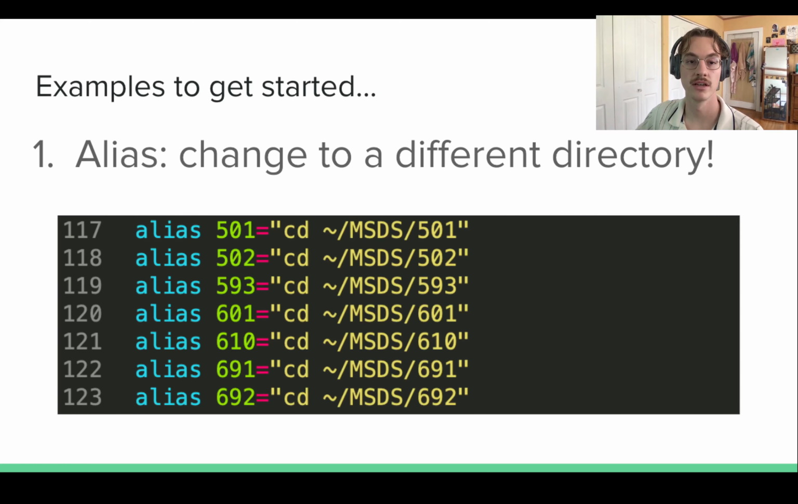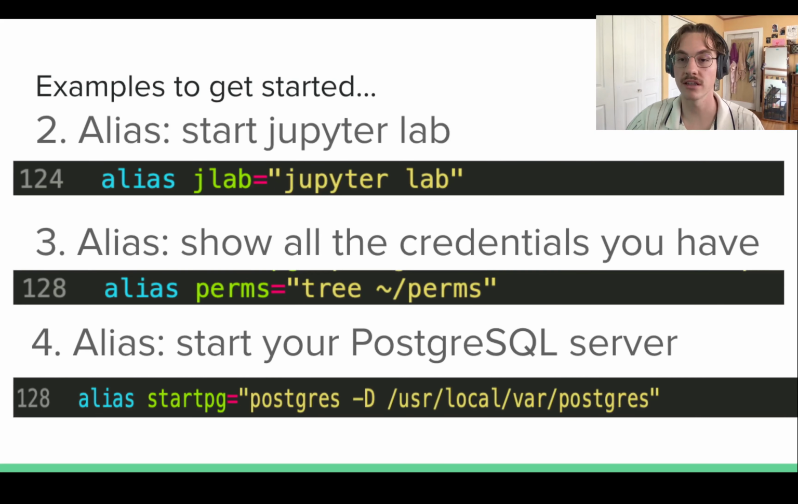A couple other ones are shortening the command for Jupyter Lab or even using the tree command on a specific folder. I use this so that I can see all the different credentials that I've already defined in my permissions folder so that I can easily know whether or not I need to download a new one or not. And finally, start PG. Just for my sake, I don't like to remember to use the entire path to my Postgres server, so this allows me to, in one short line, easily start up my Postgres server when I need to.